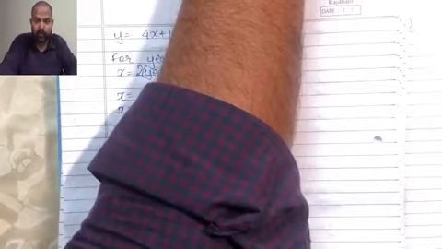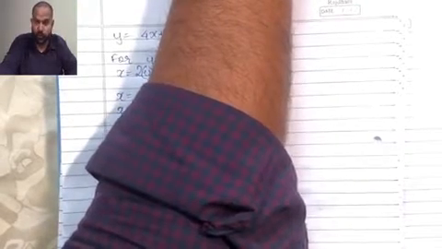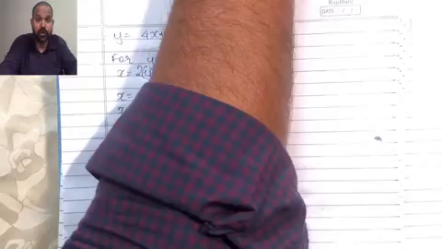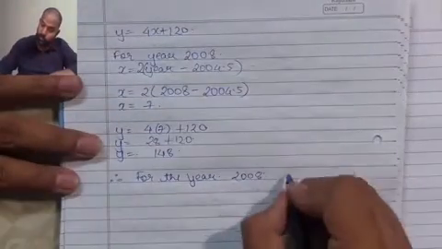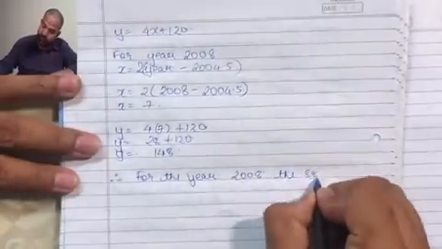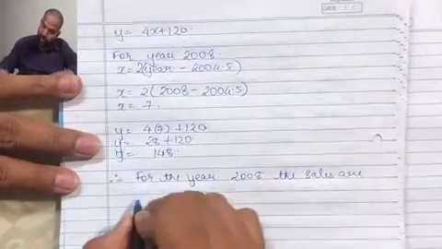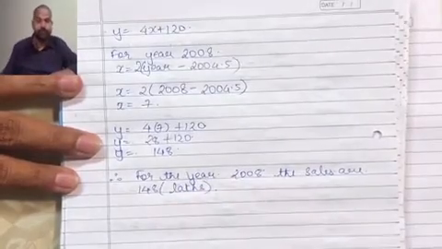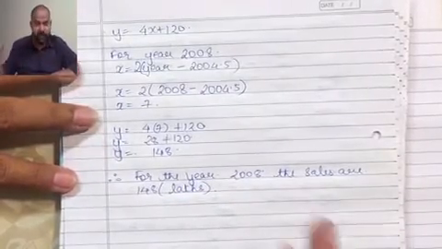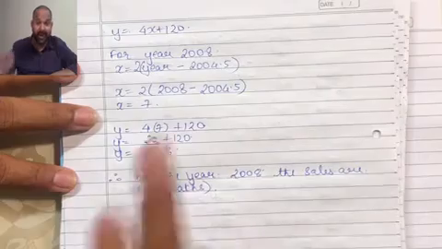What was the question about? I'll tell you why I'm doing this, because I'm not going to do the entire question. 5 years is too much to do. You all do it. For the year 2008, the sales are 148, but in lakhs. Similarly, now you will do for 2009.